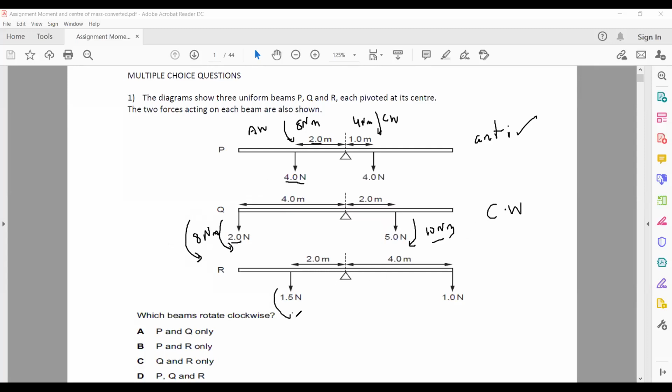And when you check this one, 1.5 multiplied by 2 equals 3 Newton meter. And 4 multiplied by 1 is equal to 4 Newton meter. So 4 Newton meter is clockwise and 3 Newton meter is anti-clockwise. So this will also rotate clockwise. So which two beams will rotate clockwise? Beam Q and beam R. So what is the right answer? Option C is the right answer. Is this question clear?